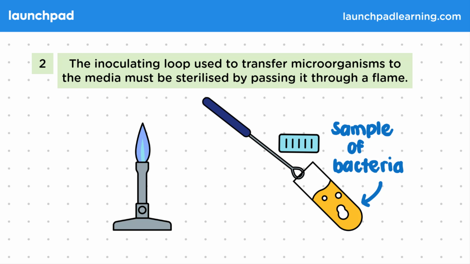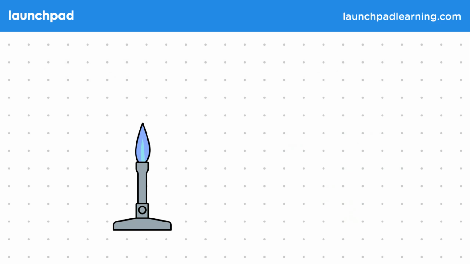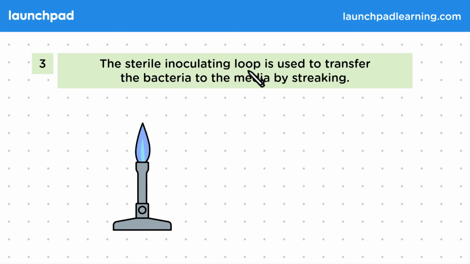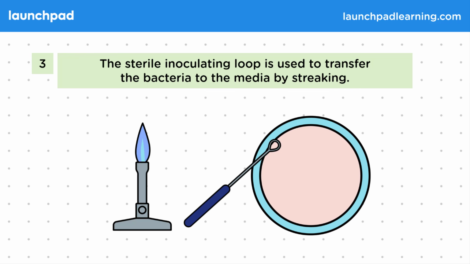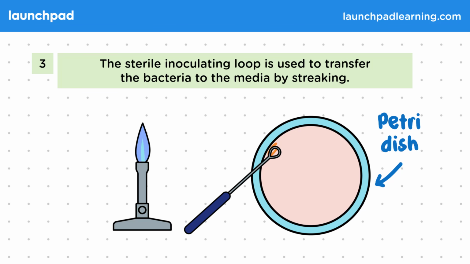For the exam, you are expected to be able to explain why the inoculating loop must be sterilised before use. How do we now transfer the sample of bacteria to the growth media? The sterile inoculating loop is used to transfer the bacteria to the media by streaking. The media in this case will be agar jelly inside a Petri dish. To transfer the bacterial sample from the inoculating loop onto the agar jelly, we're going to streak it like this.